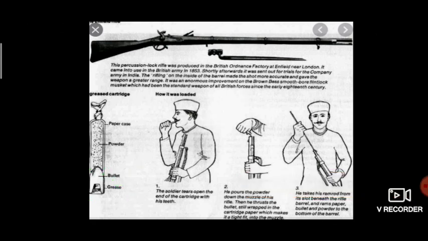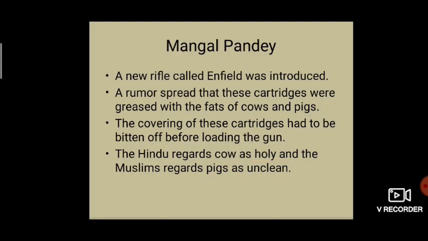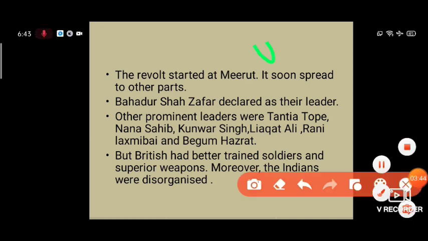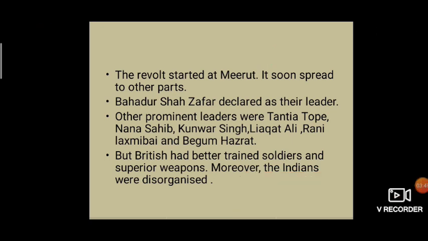Now this revolt started at Meerut in Uttar Pradesh. This revolt started at Meerut, and soon it spread to other parts also. Meerut in Uttar Pradesh. Let me write it for you. Meerut in Uttar Pradesh. Okay, so next, this is important: who was declared the leader of this revolt of 1857?